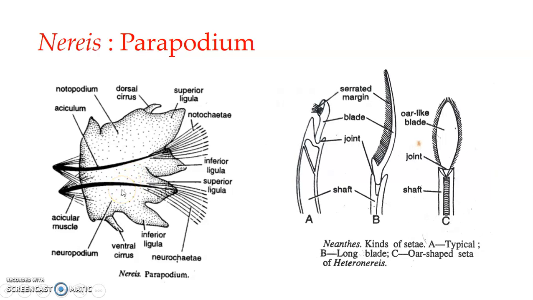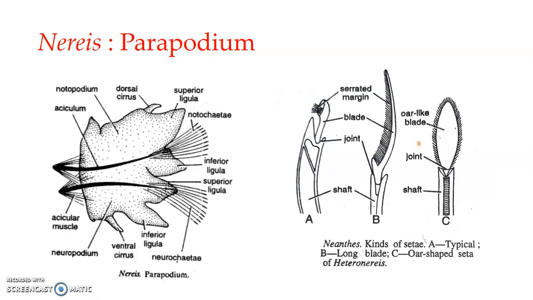Each part, that is the notopodium and the neuropodium, is supported internally by a deeply embedded, long, stout chitinous rod. This is known as an aciculum. So the aciculum is a chitinous rod which acts as an endoskeleton supporting the notopodium and the neuropodium. The aciculum also serves for the attachment of setal muscles, serving as a sort of endoskeleton.